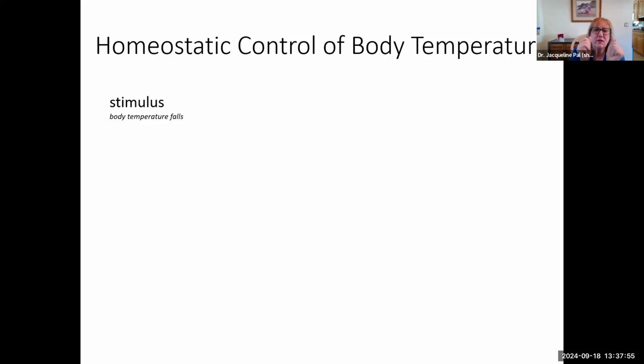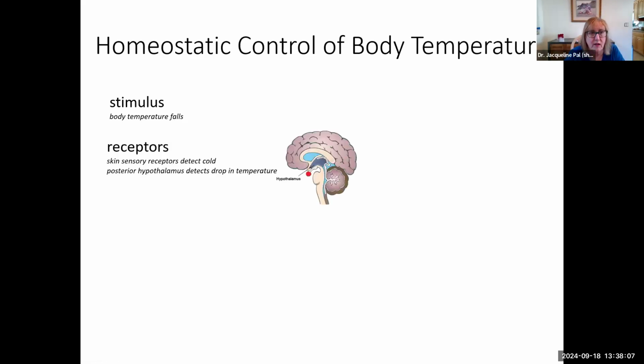So let's look in detail at what's happening with body temperature. I know we did it before, but let's just do it one more time in detail. Body temperature falls. That's the stimulus. So let's go through the three things. The stimulus, body temperature falls. The receptors, our skin sensory receptors go, oh, cold in our skin. We have those receptors. In our brain, our hypothalamus has central receptors and they detect, oh, body temperature has fallen.